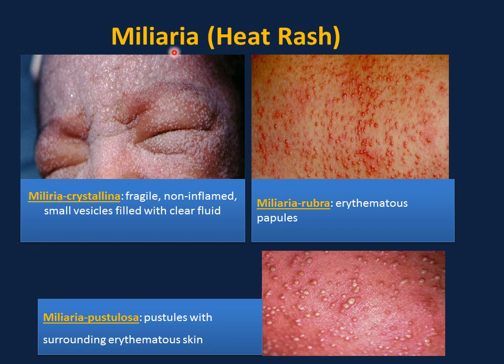The first form of miliaria is Miliaria crystallina. From the name, crystallina, it is fragile, non-inflamed small vesicles filled with clear liquid. As you see here in this severe case, these vesicles usually rupture within 24 to 48 hours and will leave white scale. No treatment is necessary.